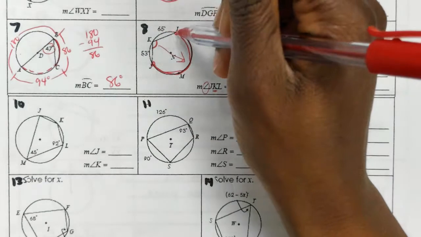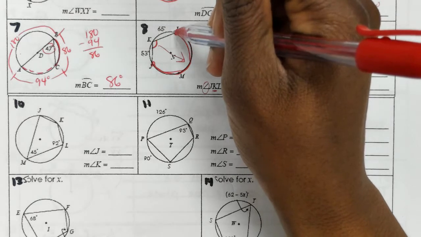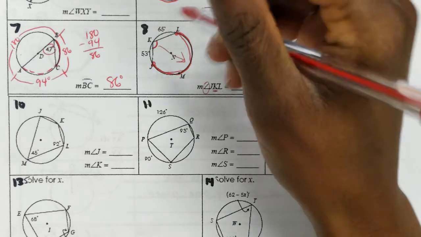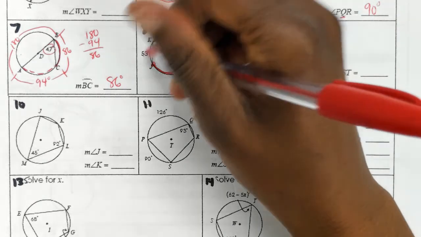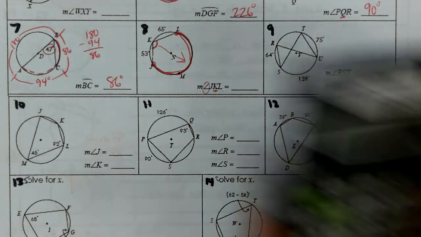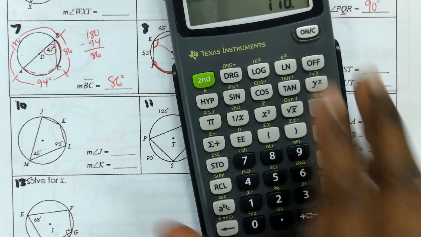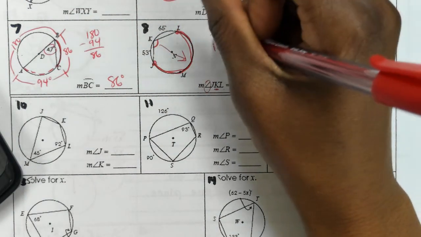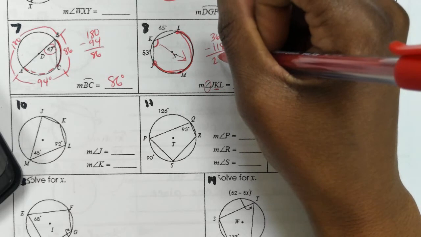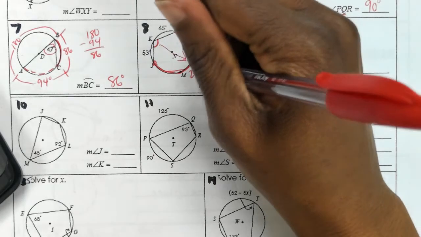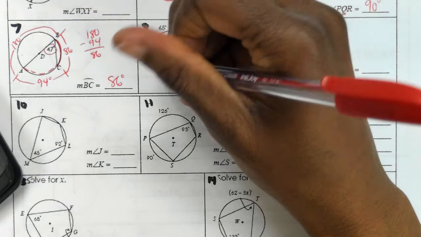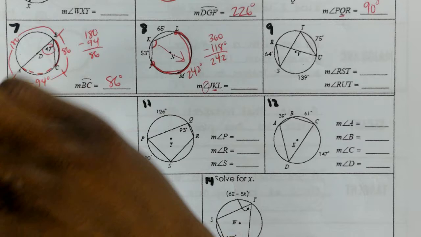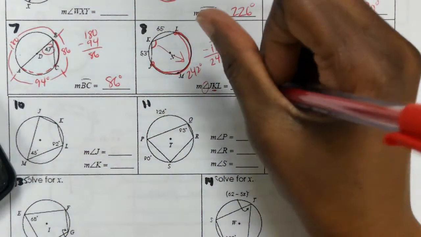Okay, so we know the full circle from L all the way around to L is 360. And we know all of the rest of the circle except for the part that we want. So what we want to do is subtract the sum of these from 360. So if I add 65 and 53, those angles are 118 together. Subtracting that from 360 is going to mean that this arc from JML is 242. And then we would want to cut that in half to get the angle, so 121 would be the angle.